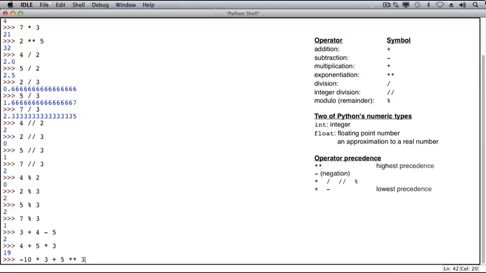The order of operations will apply as follows. 5 will first be taken to the power of 3 because exponentiation has the highest precedence. Then over here, the negative sign applies to the 10 first, and the result, negative 10, is multiplied by 3. Finally, these values are combined using the addition.